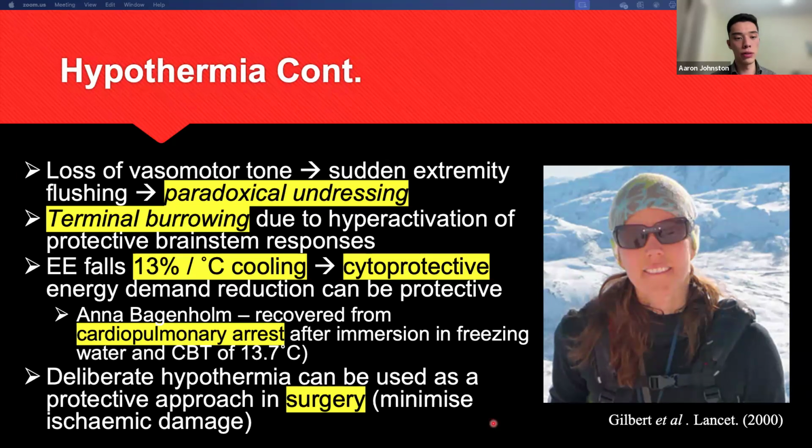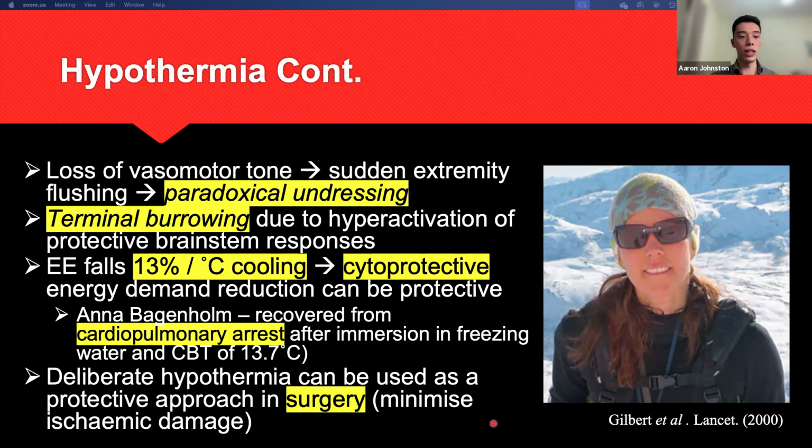In the context of surgery, for example, heart surgery, sometimes they want to cool the body temperature, because when you cool down, the energy expenditure falls approximately 13% per degree of cooling. And this is cytoprotective and can help reduce the damage to our cells. And for example, there's a case study from the Lancet in 2000 of Anna Bagenholm, who suffered cardiopulmonary arrest, but actually recovered after falling in freezing water. And when she was recovered, her core body temperature was 13.7.